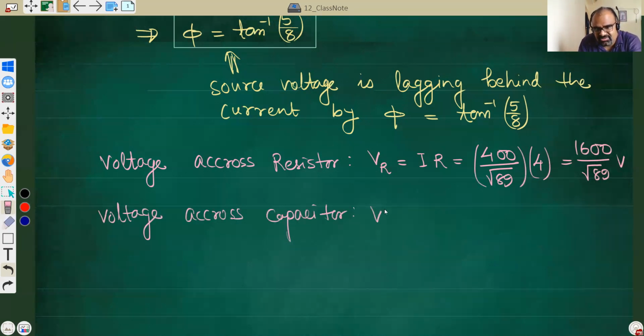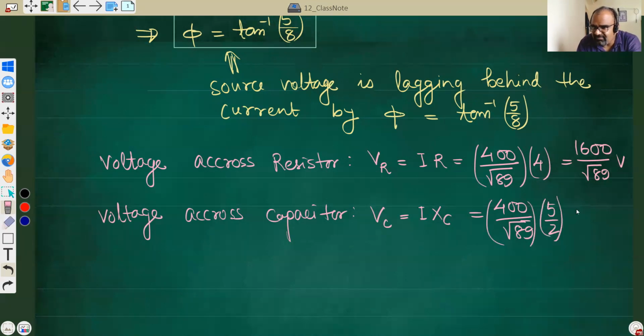Voltage across capacitor, VC, it will be I into XC. I is 400 by root 89. And then XC was 5/2, you remember that? Or 2.5. So that will be how much? That will be 1000 by root 89 volts. Is that correct? Yeah. This is also done.